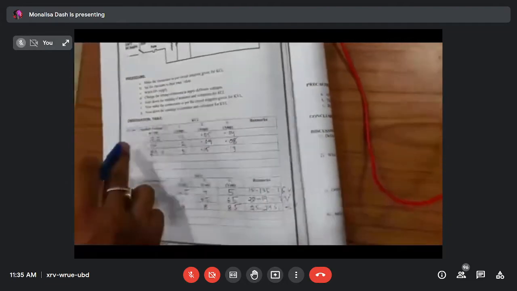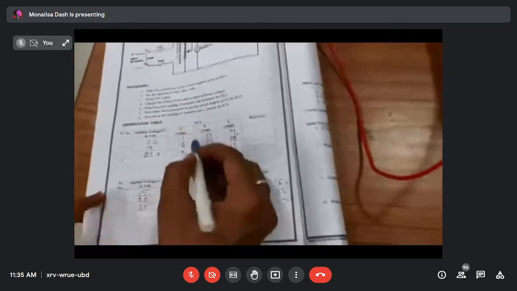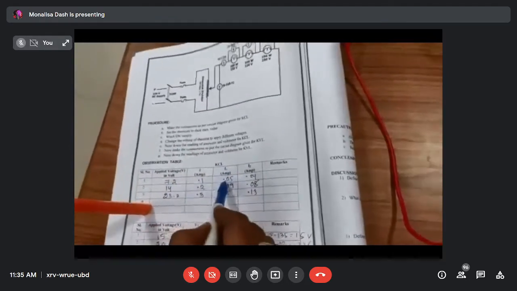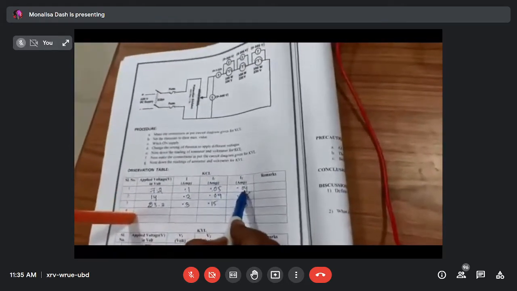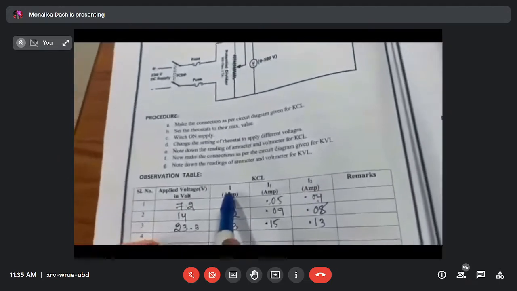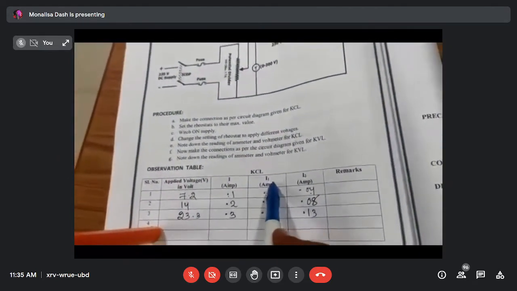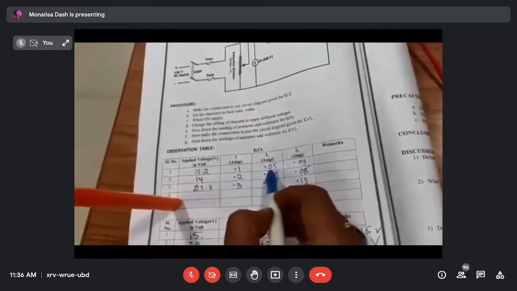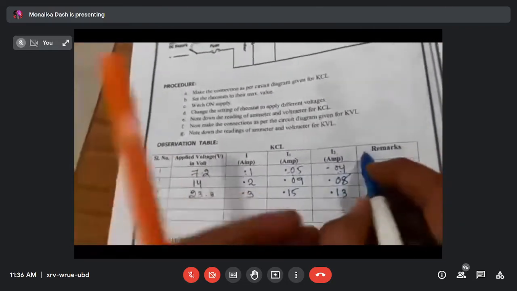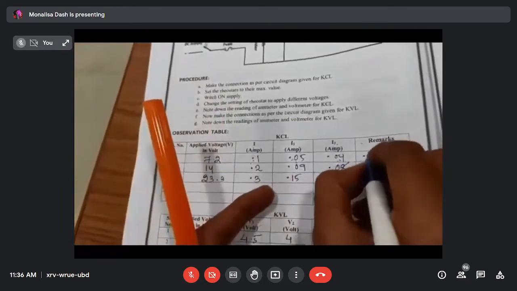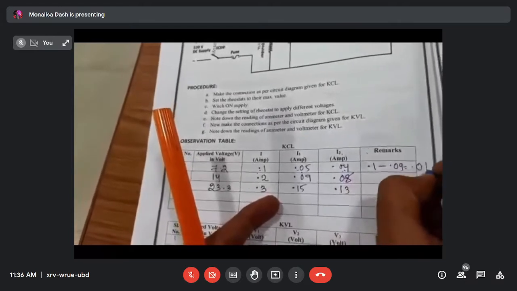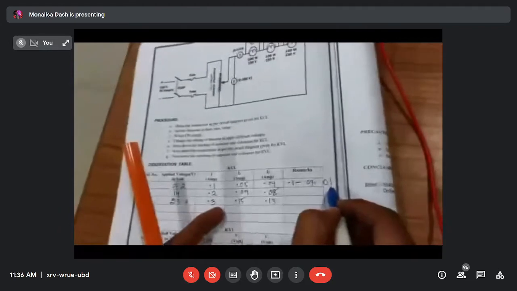In that tabulation, in the KCL circuit, I is equal to I1 plus I2. Means this I is equal to the summation of I1 and I2. This is 0.1, this is 0.05, this is 0.04. Means 0.1 minus 0.09 is 0.01. Means this 0.01 is error.